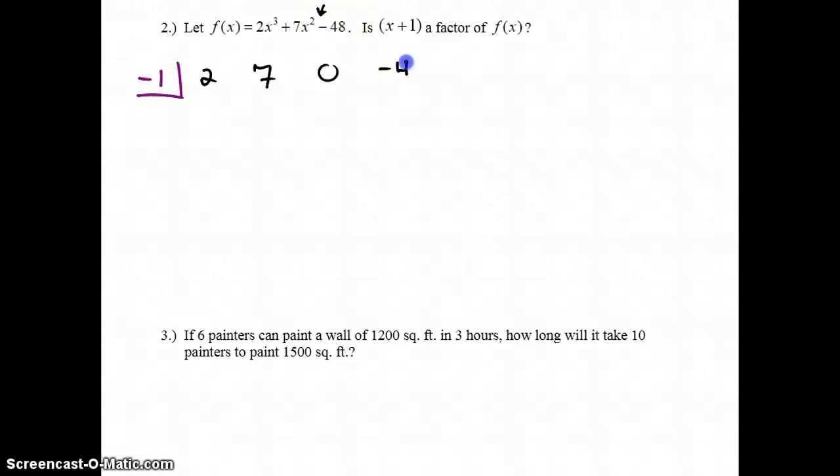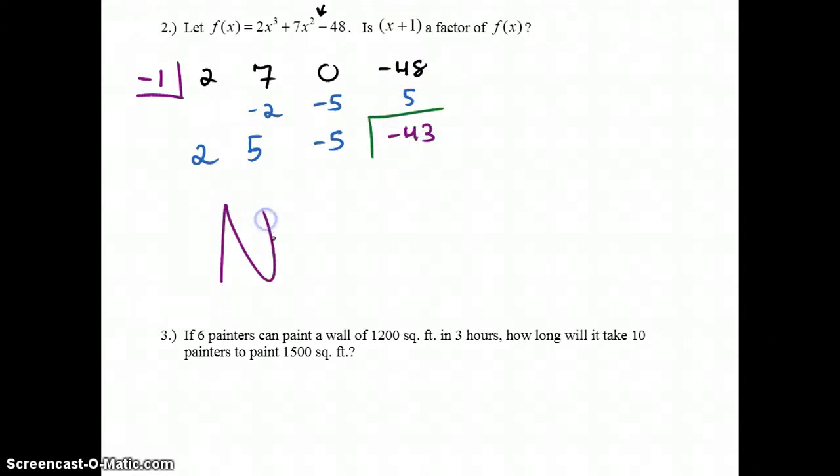And negative 48. Let's start off by dropping down that 2, multiplying by negative 1. 7 minus 2 gets you 5. 5 times negative 1 is negative 5. Drop it down, multiply by negative 1 gets you 5. And I'm left with a remainder of negative 48 minus 5, which is negative 43.